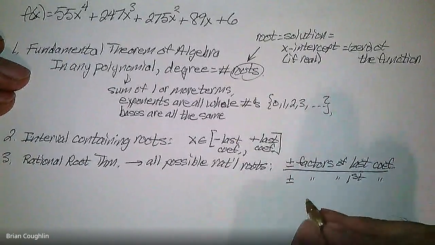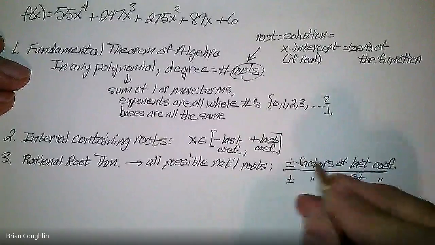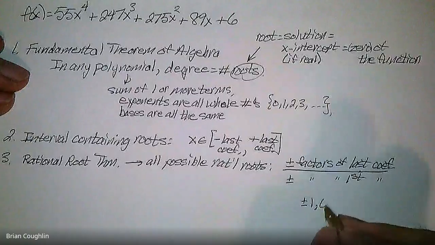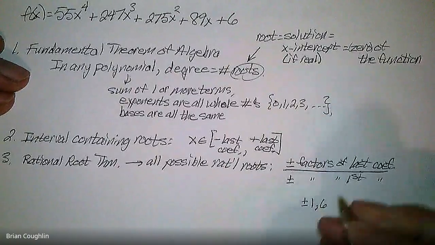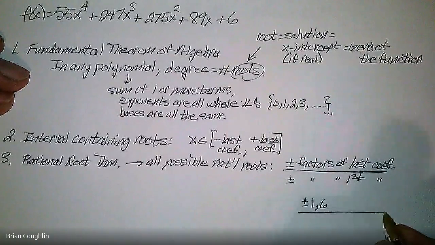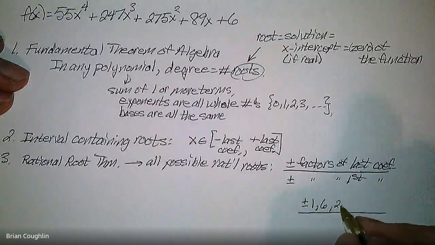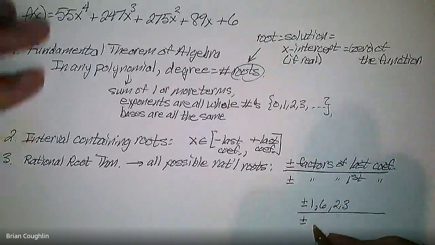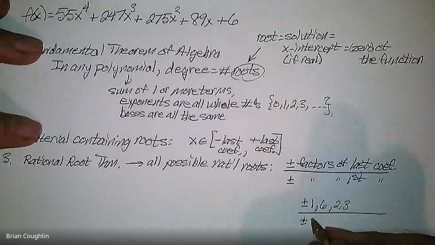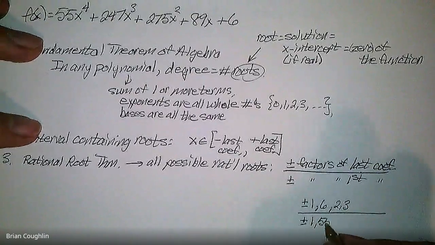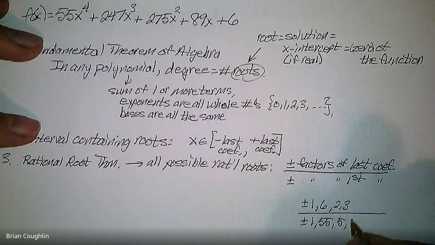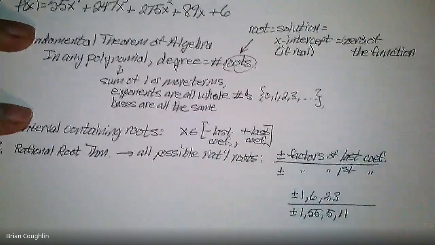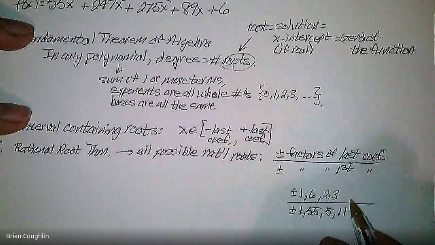In this particular case, it would be plus or minus, I'm going to list all the factors of the last coefficient, which is 6. So 1 and 6, you don't have to list them in order. I actually don't. I list them in pairs. And then 2 and 3. Those are all the factors of 6. And then at the bottom, I only need all the factors of 55. There aren't actually all that many. 1 and 55, and then 5 and 11. Okay, so that's the compressed list, we sometimes call it, of all the possible rational roots.